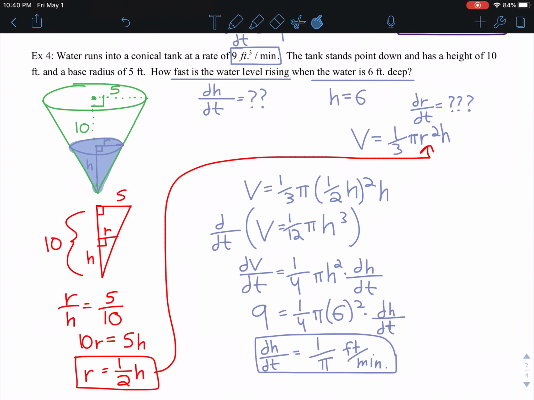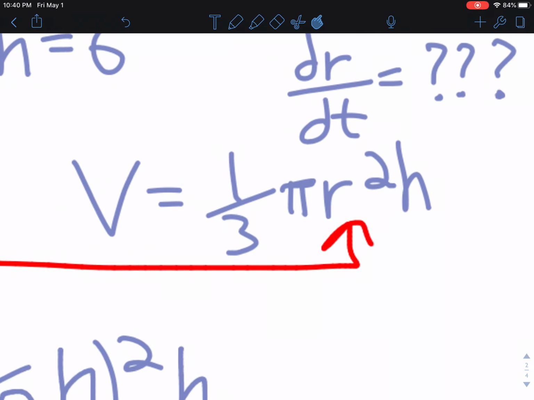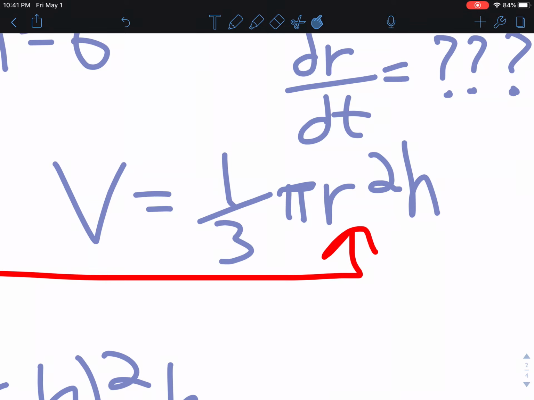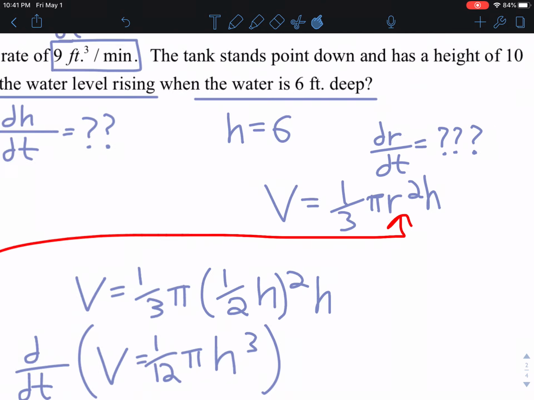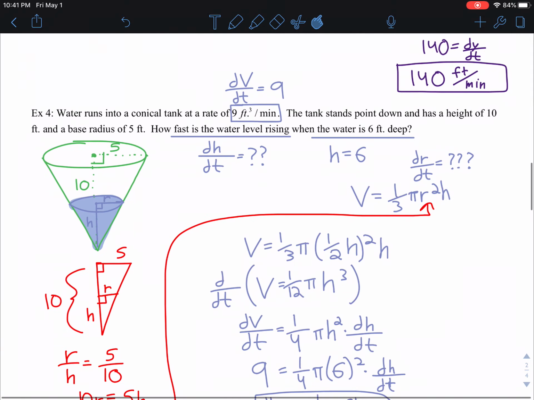Okay, so this is a little bit of a tricky question. You have to look at that volume formula and notice there are two input variables. And now in this case, both R and H were not constant. And so we have to figure out a way we can get rid of one of those.